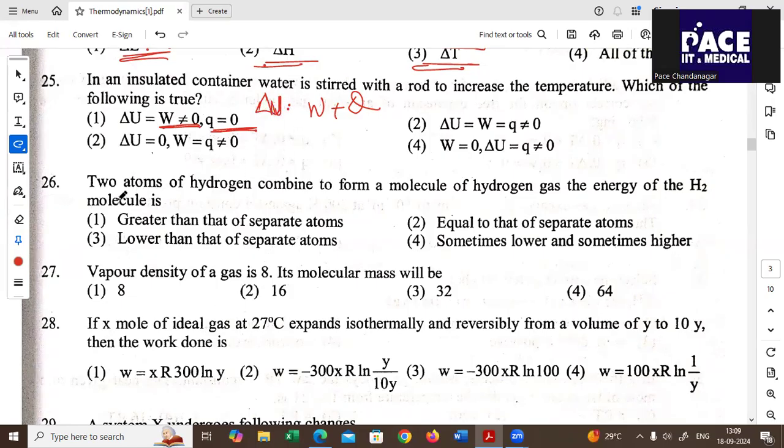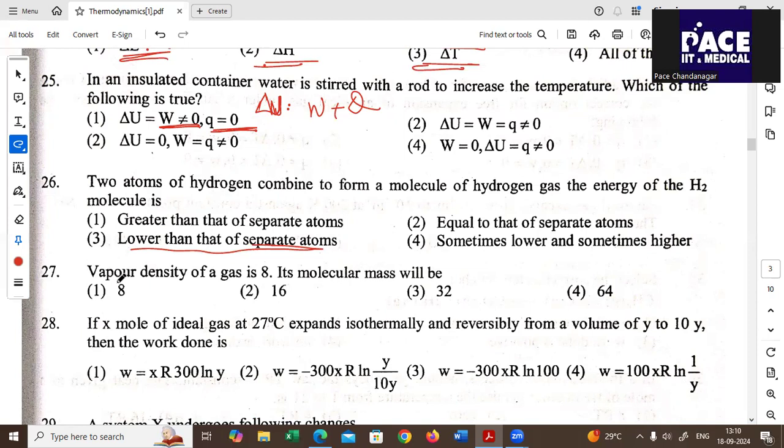Next. Two atoms of hydrogen combine to form a molecule of hydrogen gas. The energy of the H2 molecule is lower than that of the separate atoms. Why is that? Because two atoms of hydrogen are combining to form a molecule, and as two atoms combine, it releases a lot of energy. So the energy of the hydrogen molecule is lower than the separate atoms.